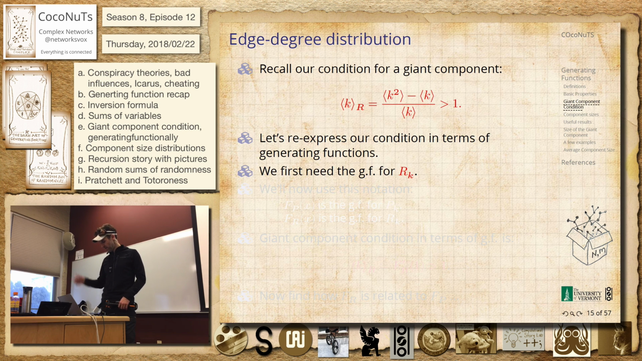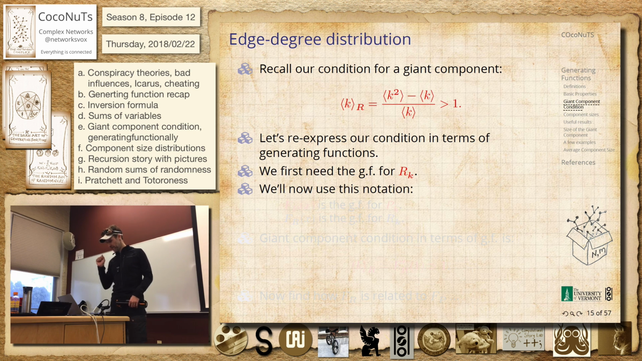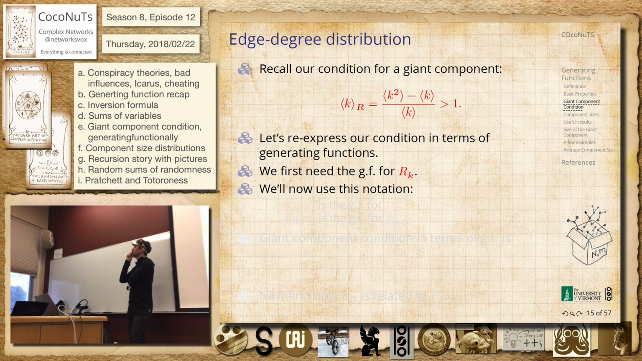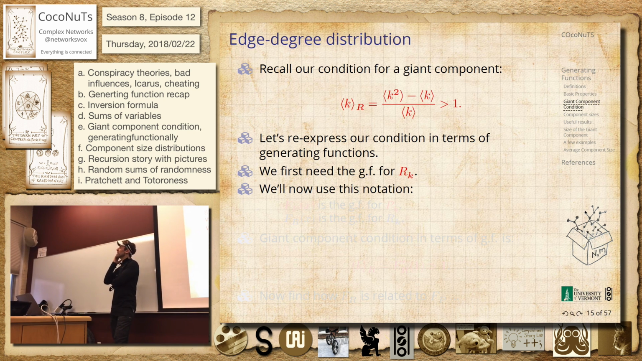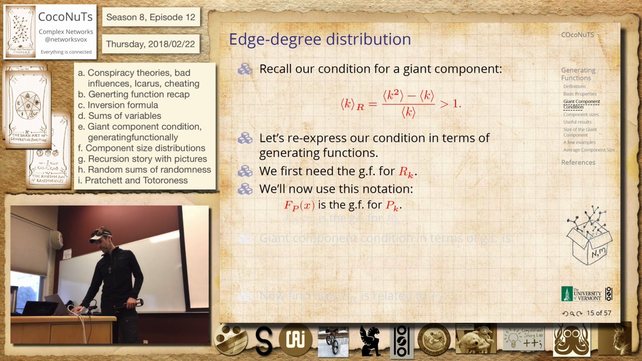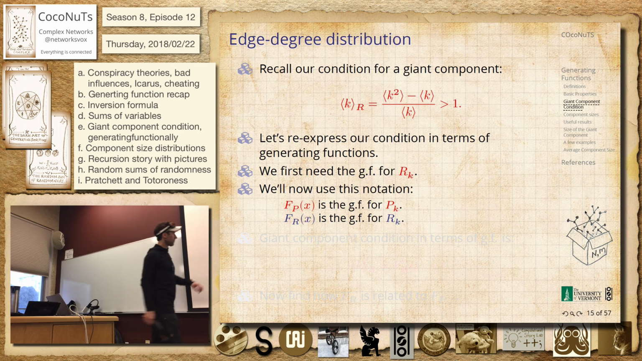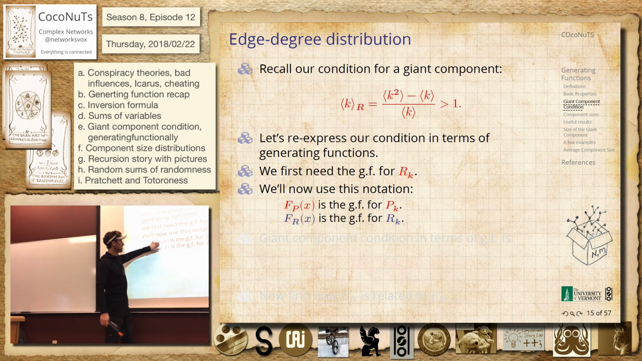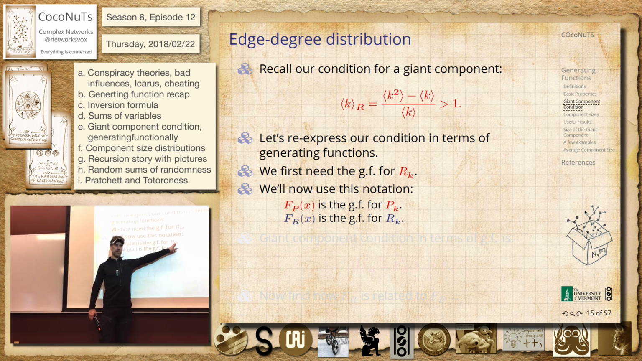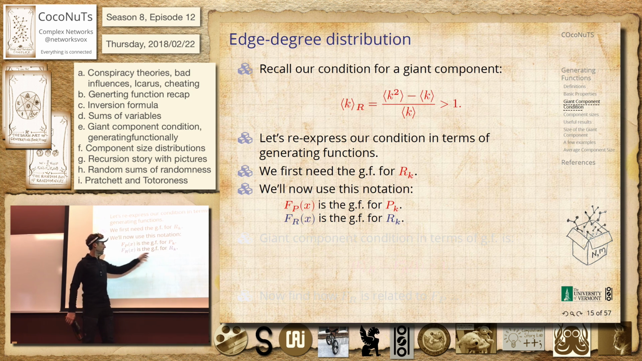We first need a generating function for this R sub k, which will be the most important one that we'll have, and I'll use this notation. This is a generating function for the underlying degree distribution. This will be the generating function for this one.